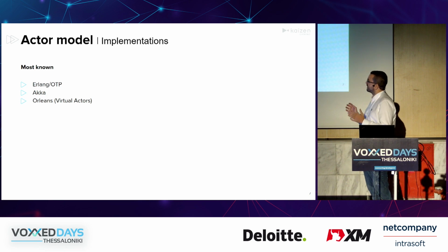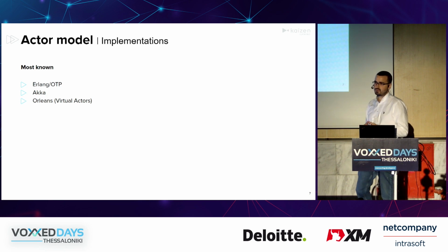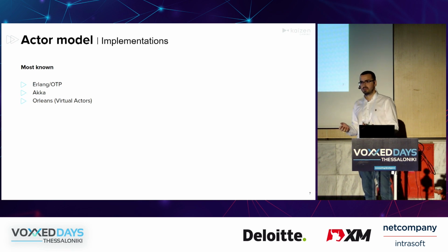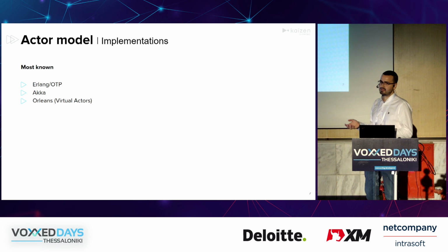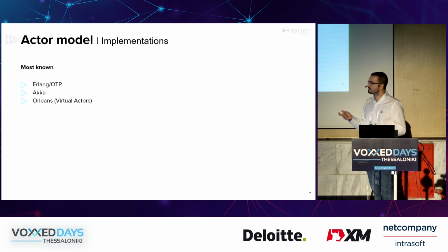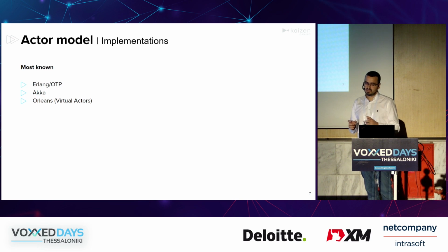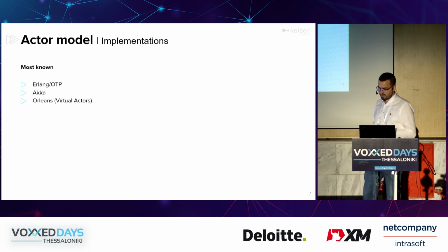Going forward, there are many known implementations of the actor model. Some of the most known are those three. Erlang is one of the first, and this is embedded inside the language and the runtime that they give. Akka, which was a part of the Scala language, has been spun off, and it is now used for everything that is running inside the JVM. And our choice, Orleans, which is implementing the virtual actors pattern, which is a bit different, and we will explain later how.